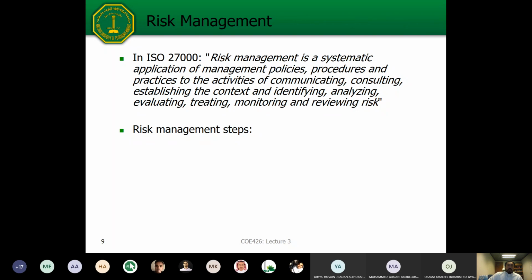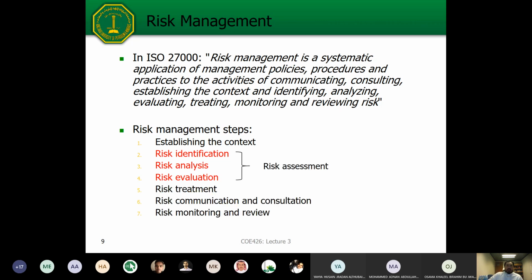Okay, so these are the agreed steps for any risk management procedure. First is establishing the context, identifying the risk, analyzing the risk, and evaluating. Okay, and these three steps I put in red color because they constitute a sub-process under the risk management process called risk assessment. So risk assessment is actually part of it.